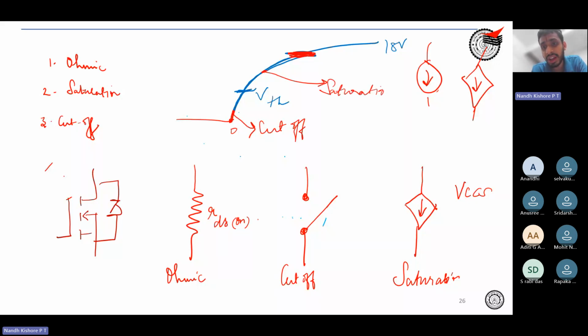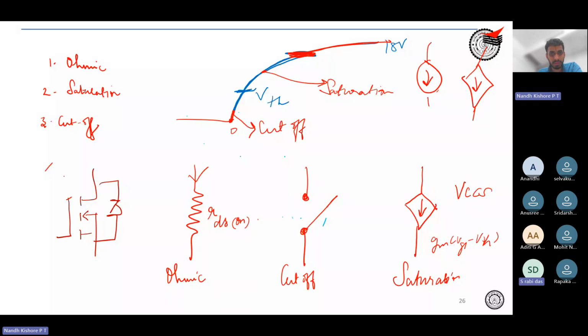It behaves as a voltage controlled current source, but you will give a gate source voltage which is much higher, and make sure that the device goes into the ohmic region. Once the device goes into the ohmic region, the device current is no longer dependent on gm into VGS minus VTH. The device current is dictated by the circuit conditions. So does this answer your question?